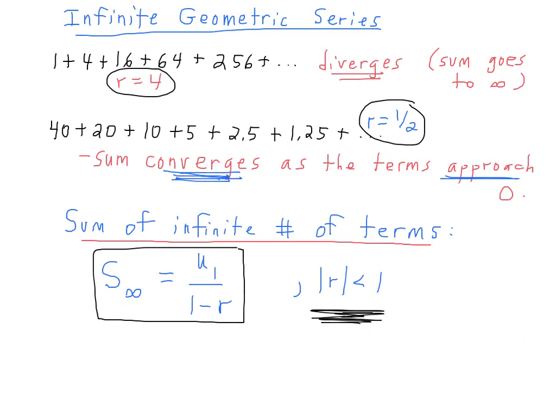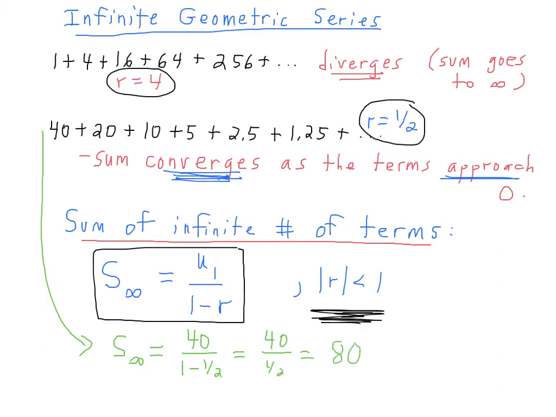So let's use it on this example right here. If we want to find the sum of an infinite number of terms, we take our first term of 40 and we're dividing it by 1 minus whatever the common ratio is. So we have 40 divided by 1/2.